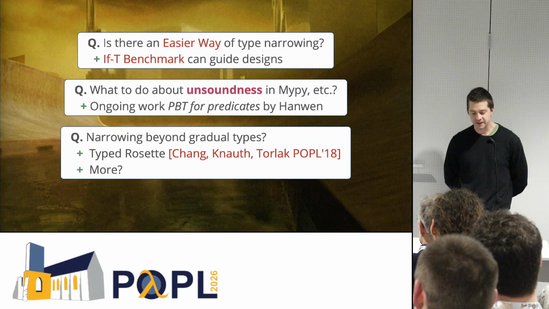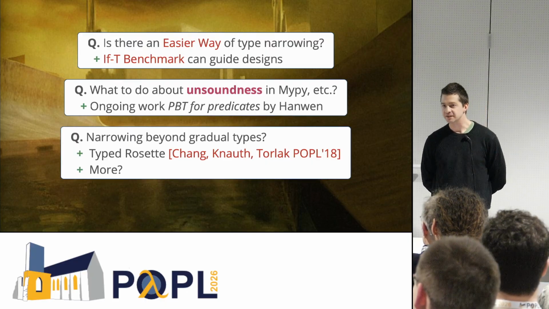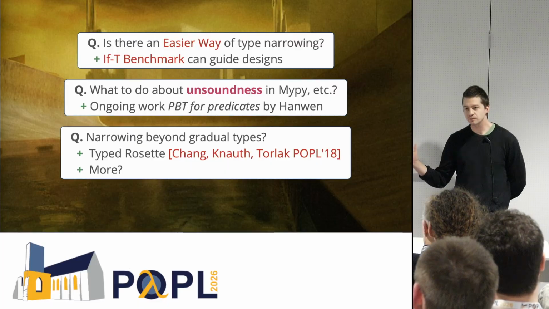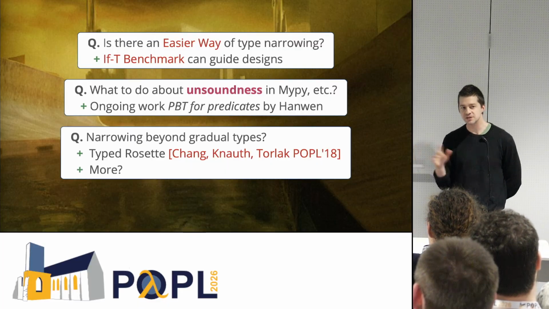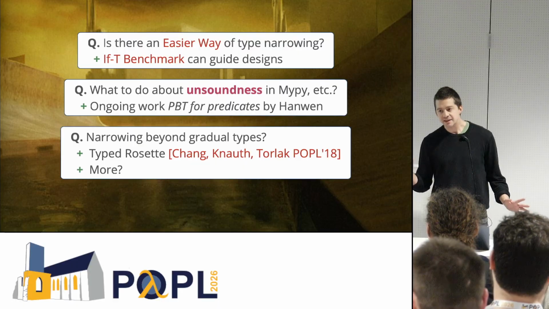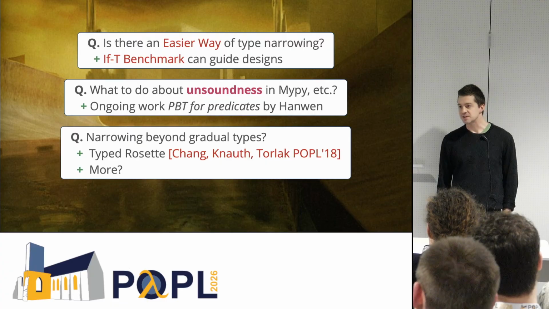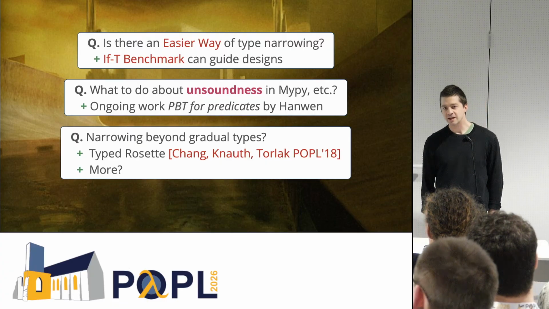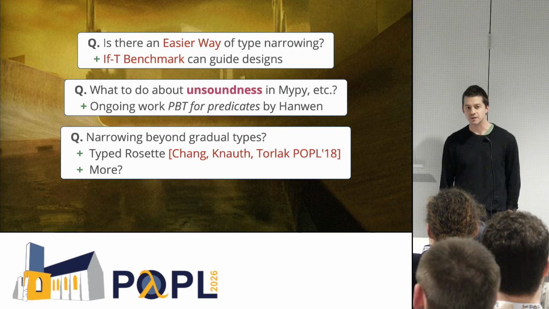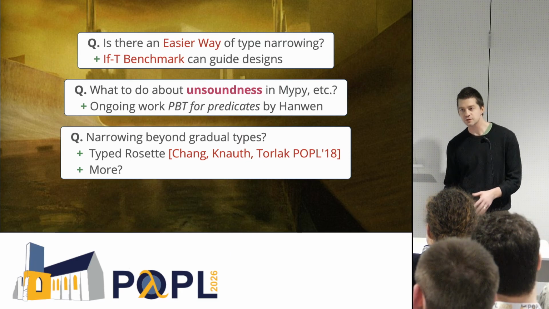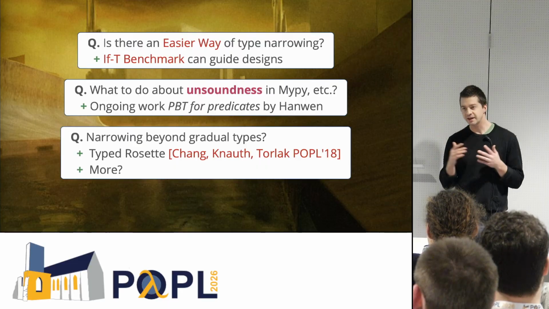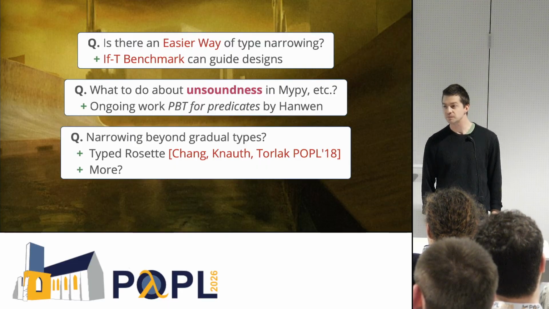And then it's also worth thinking about, can we do narrowing beyond gradual types? The Typed Rosette paper was a very nice application of this outside the gradual space. At the end of the day, to me, narrowing is about keeping track of side channels in the type system. The type system is taking control of things that the programmer can observe, taking these observations and reflecting them up into the types. And I think that's something that almost all typed languages should pay attention to.